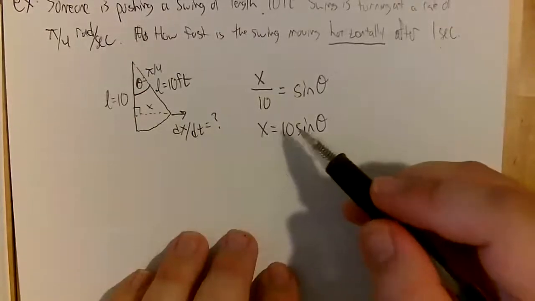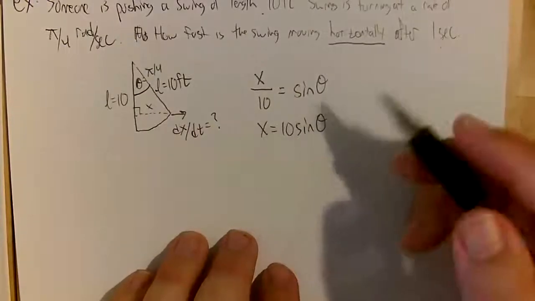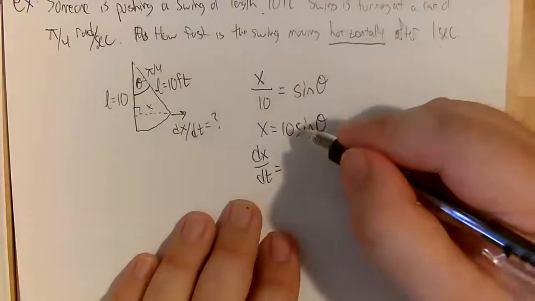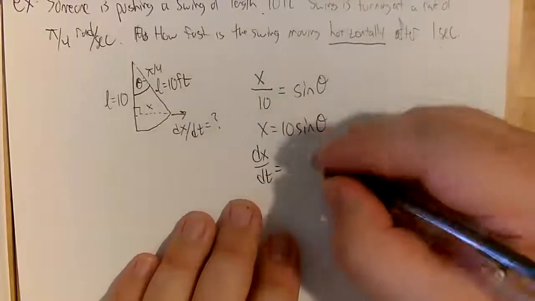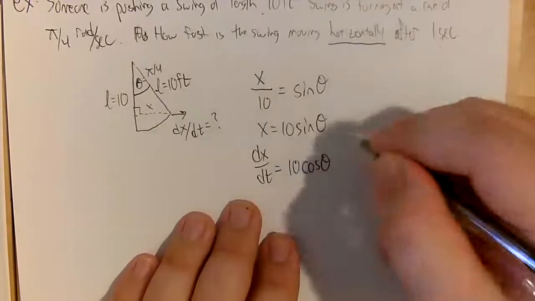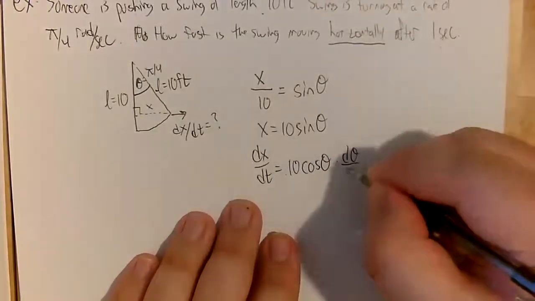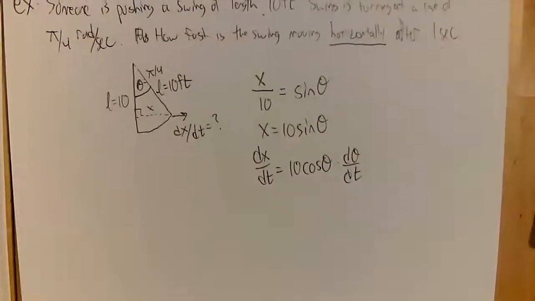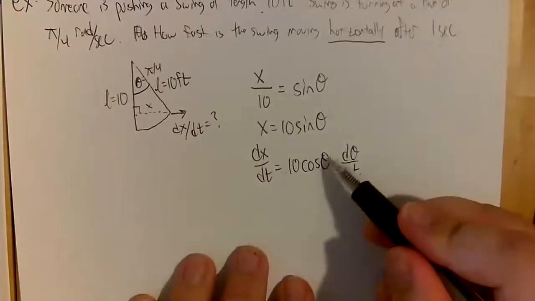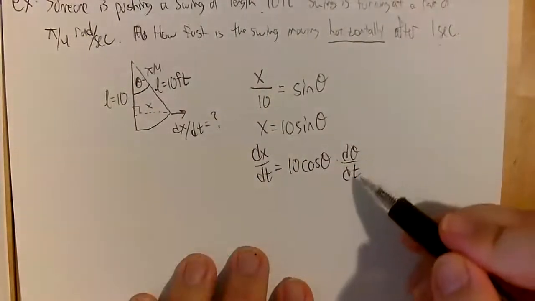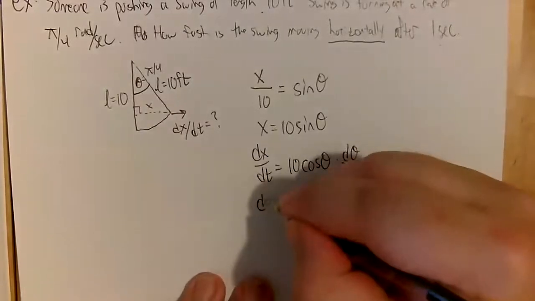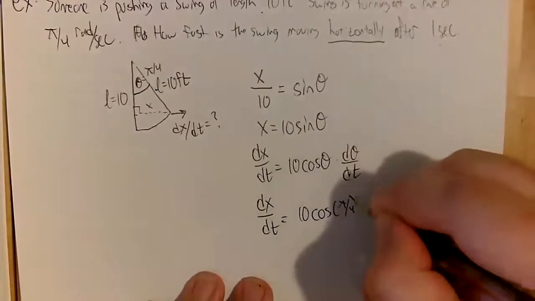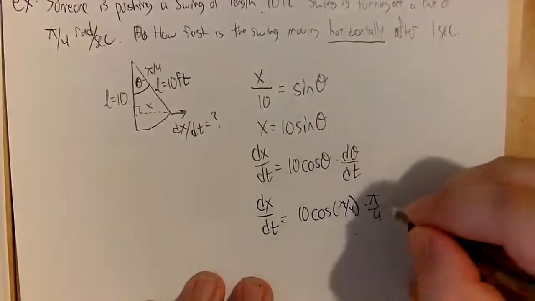All right, so I have my equation. Now I'm going to do my derivative. So the derivative of x will be dx/dt. Then I have the derivative of a constant times sine. Well, that will just be the constant times cosine. But then I must multiply by d theta/dt. All right, now we actually know everything that we have here. So we know what theta is, it's pi over 4, and then d theta/dt is also pi over 4. Now we can just plug in our numbers. 10 cosine of pi over 4 times pi over 4.